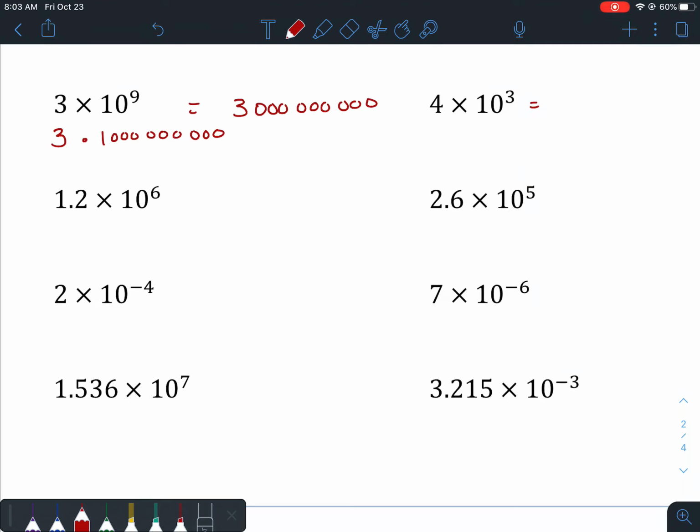What about 4 times 10 to the 3rd? It's also 4 and 3 zeros, right? That's 4 times 1,000. It's 4,000. What about 1.2 times 10 to the 6th? 1.2 times 1 million. It's 1,200,000. Not 12,000. 12 million, sorry. It's 1,200,000.